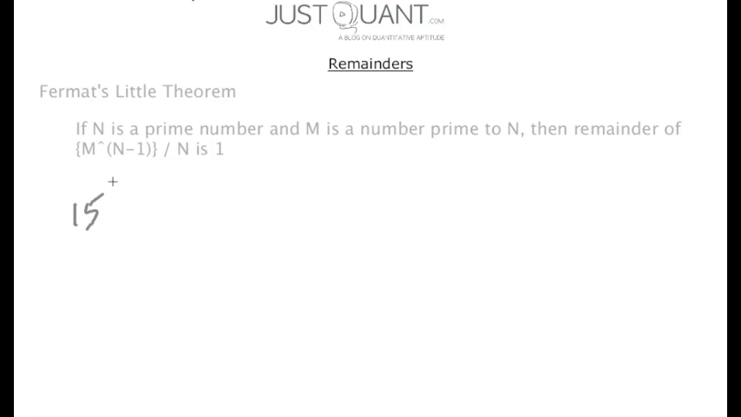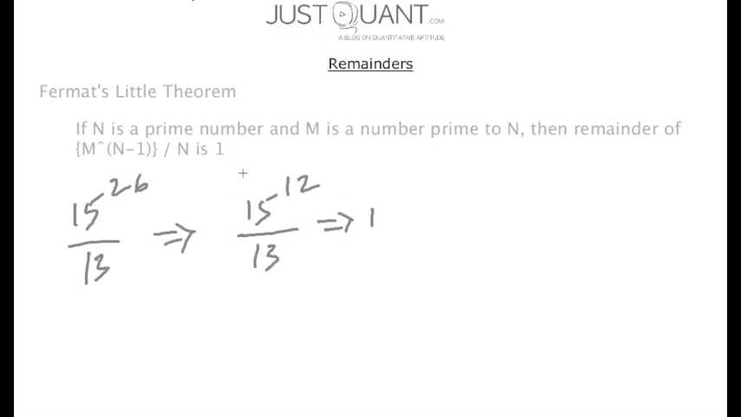to calculate the remainder of 15 to the power of 26 when divided by 13, here we see that the divisor 13 is a prime number. So as per Fermat's little theorem, 15 to the power of 12 divided by 13 gives us a remainder 1.